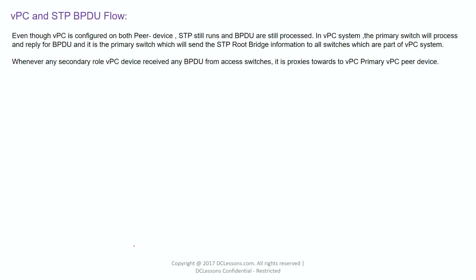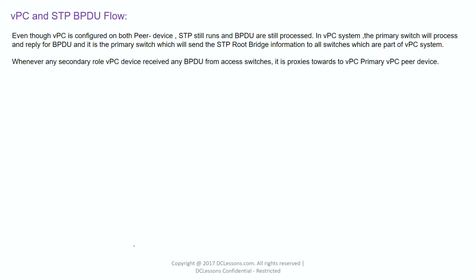So now let's see how the STP BPDU flows in the VPC domain. Even though VPC is configured on both peer devices, STP still runs and BPDUs are still processed. Now in a VPC system, the primary switch is responsible for replying to the BPDU, and it is the primary switch which sends the information of the root bridge to all Nexus devices across its layer 2 domain. Whenever a secondary role VPC device receives any BPDU from the access switches, this secondary switch proxies it towards the VPC primary peer device. Both VPC member ports on a peer device always share the same BPDU port state.